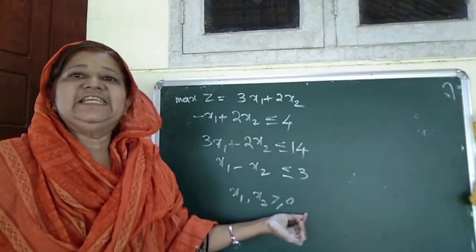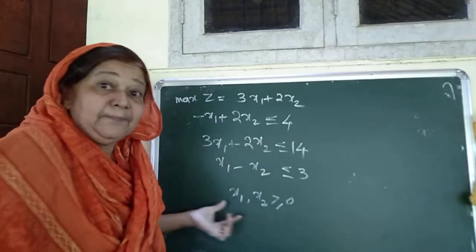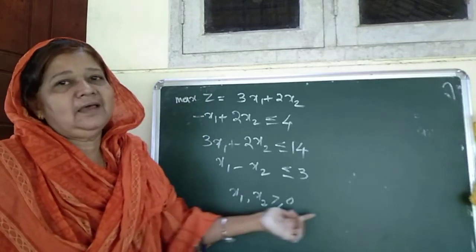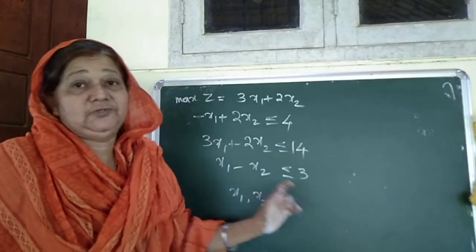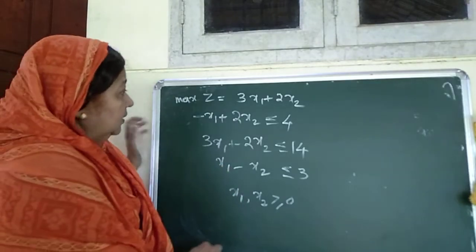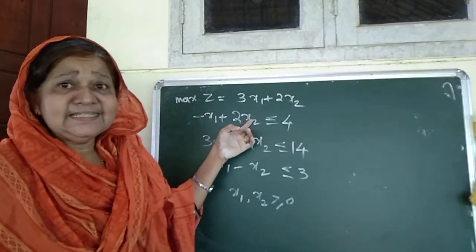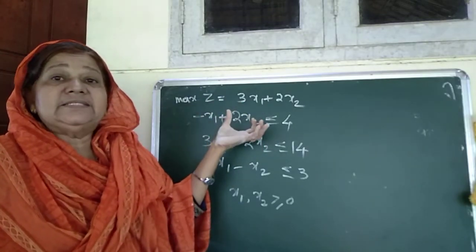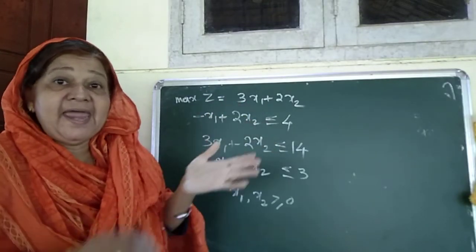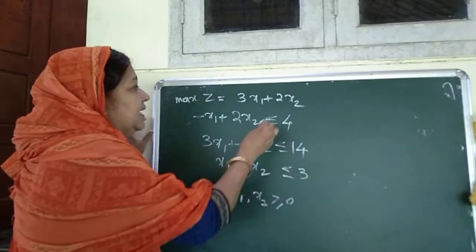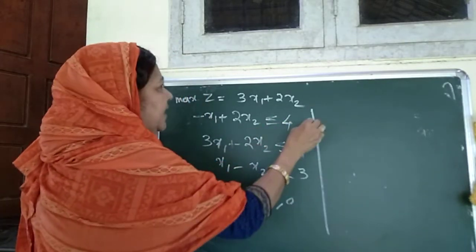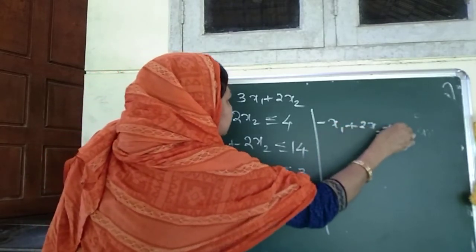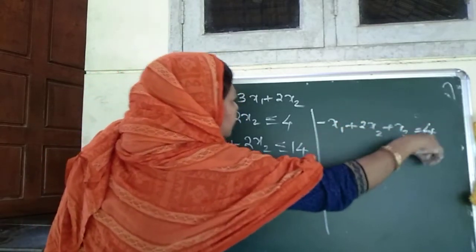If the constant is negative, we have to multiply by -1, just like the objective function, so the constant terms should be positive. Then here it is less than or equal to, so we have to introduce another variable called a slack variable, adding a positive number. Say x3 as one of the slack variables, we get -x1 plus 2x2 plus x3 equal to 4.